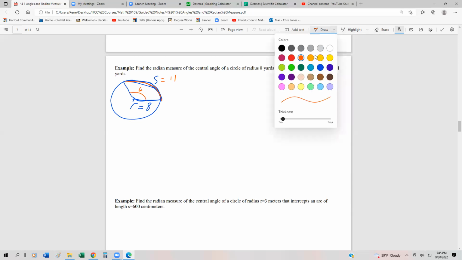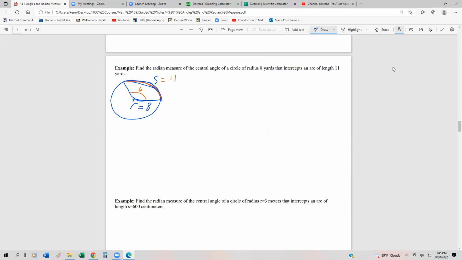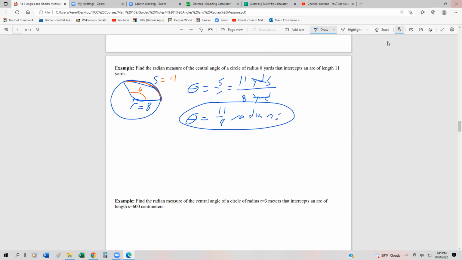To figure that out, we take theta equals s over r. Well, s is 11 yards, and then we have 8 yards. The yards would cancel out, and so our theta would be 11/8 radians. So that's all there is to it. We're not trying to put that in terms of pi or anything like that. We certainly could if we really wanted to, but no need to do that.